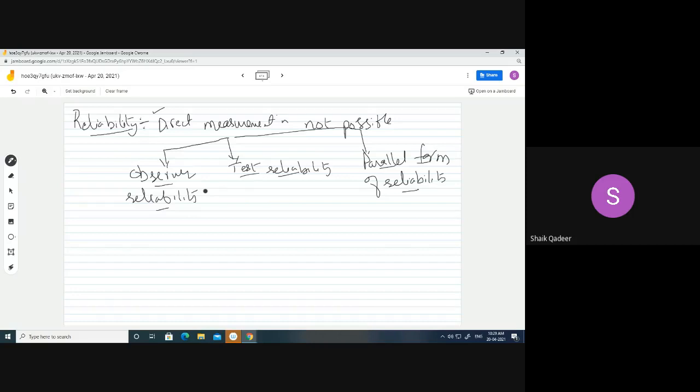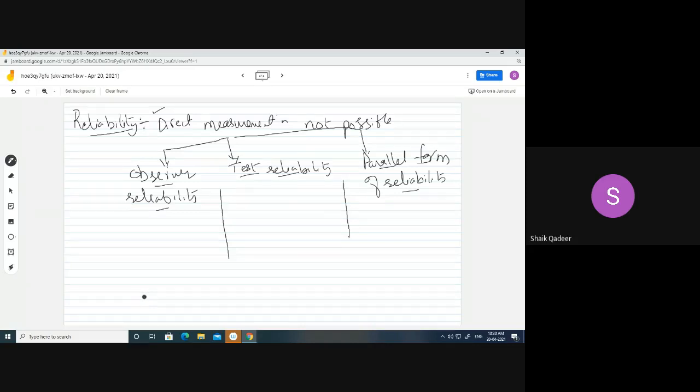In case of observer reliability, what we will do is we ask different observers to give comment on the reading coming out of an instrument, right? So that is called observer reliability. I will give the definition. We ask different users to give comment on the performance of the instrument.